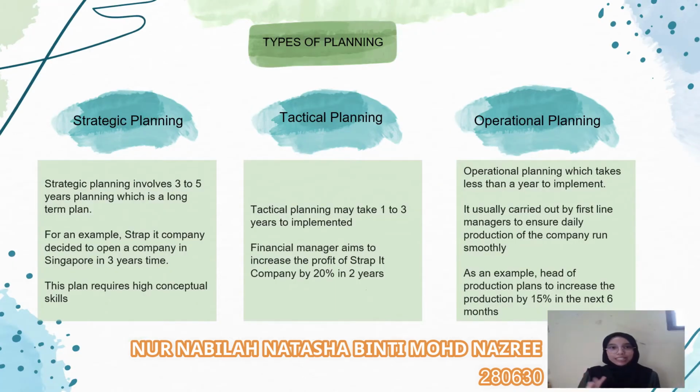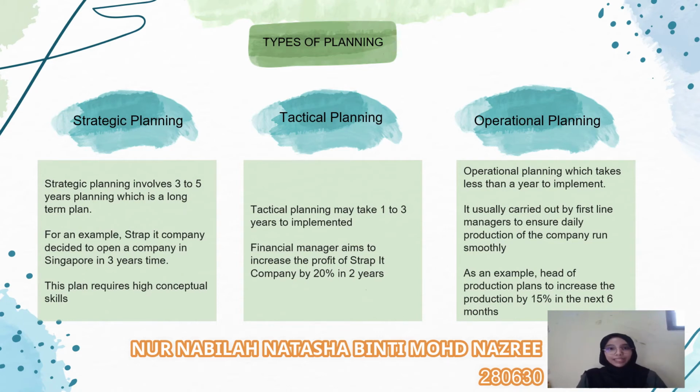Planning has three types, which are strategic planning, tactical planning, and operational planning. Strategic planning involves 3 to 5 year planning, which is a long-term plan. Strapit company decides to open a company in Singapore in 3 years' time. This plan requires high conceptual skill.